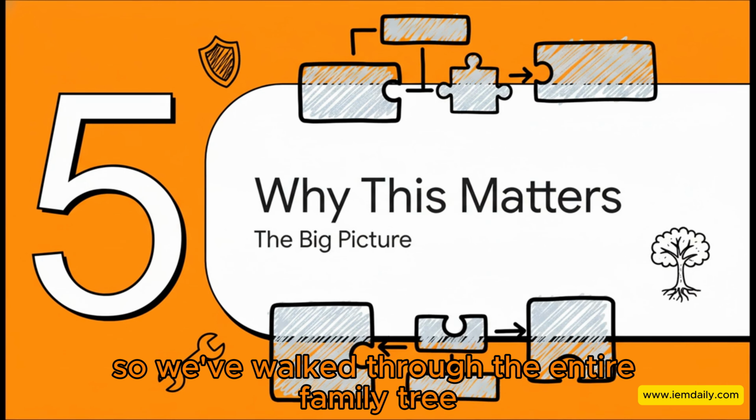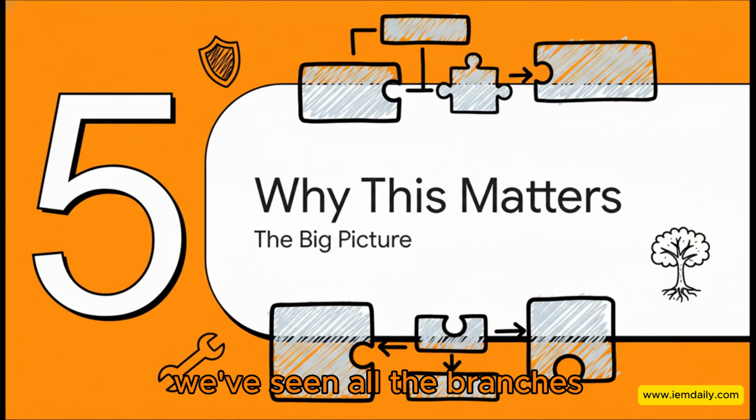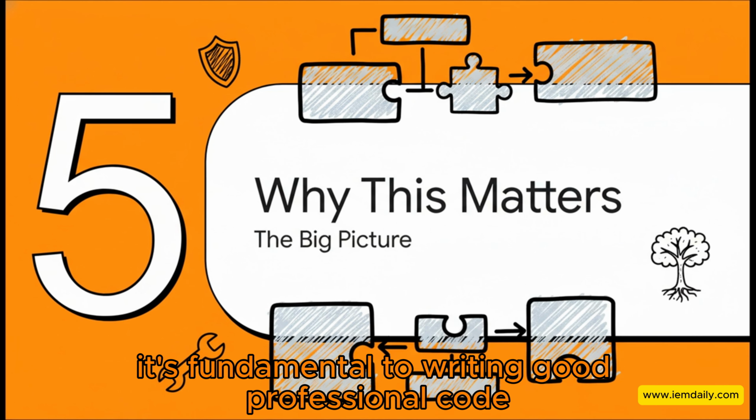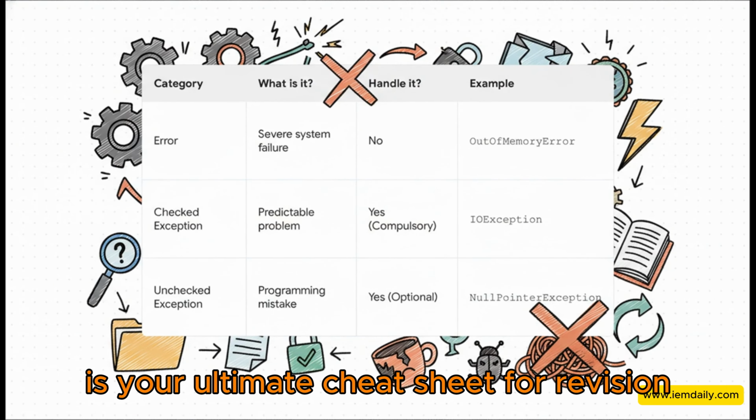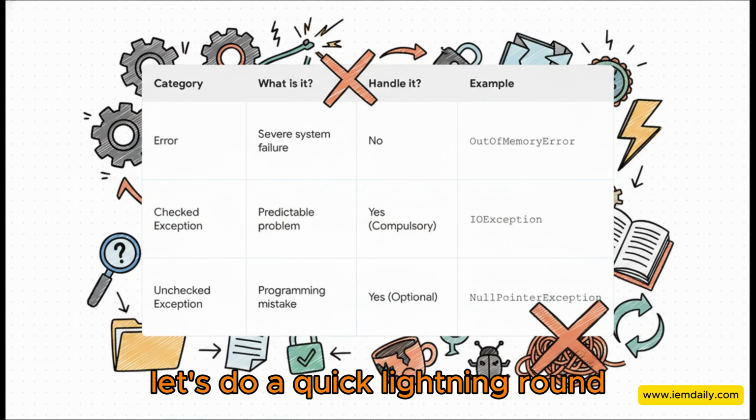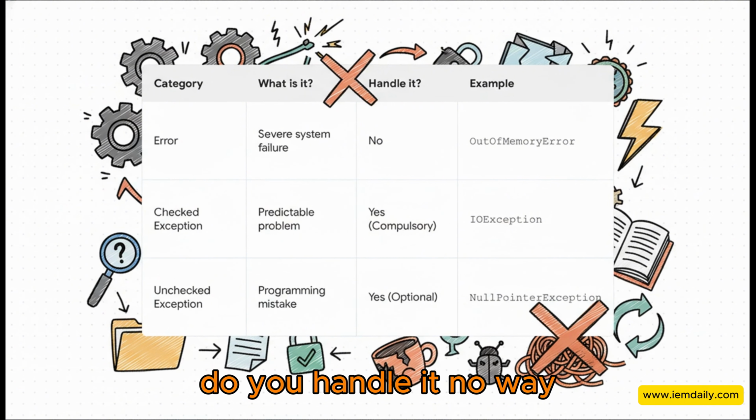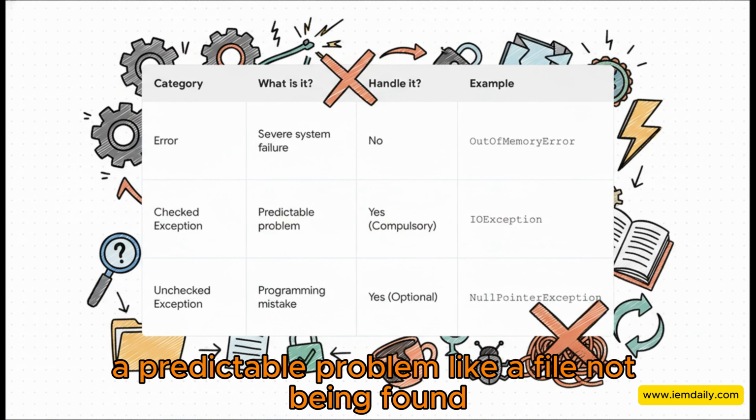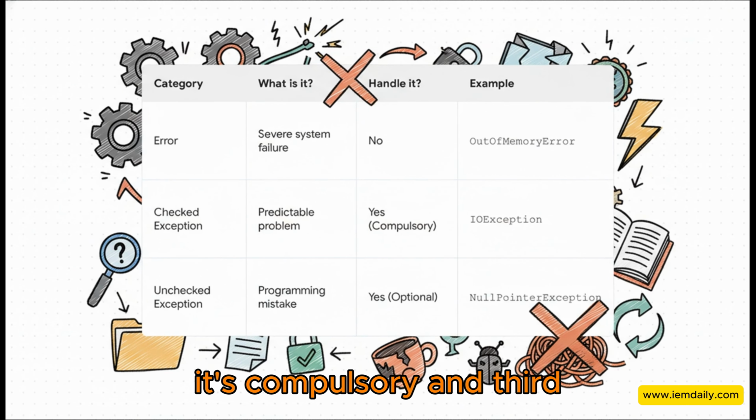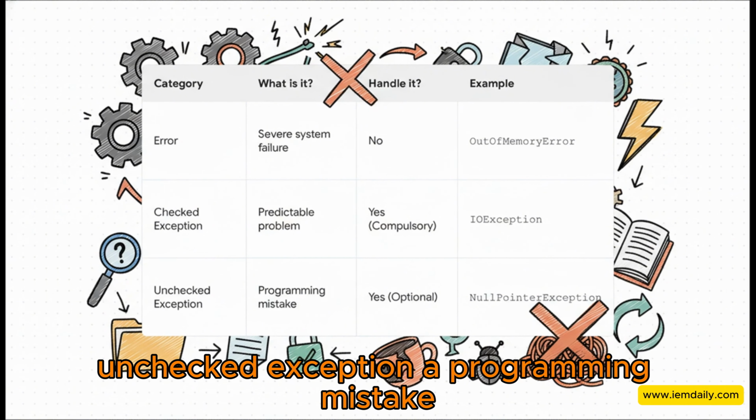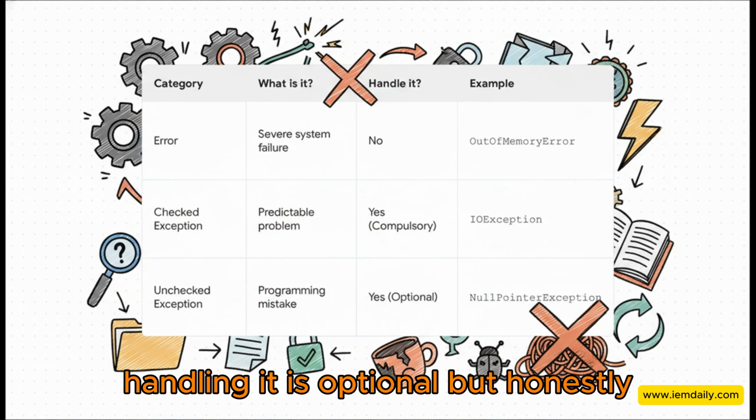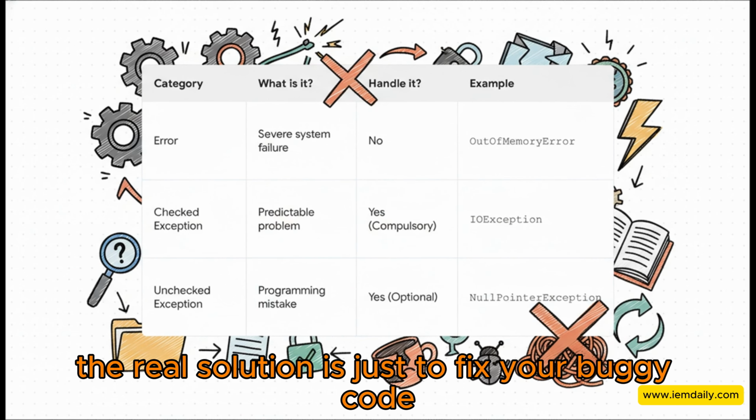So, we've walked through the entire family tree. We've seen all the branches. Now, let's tie it all together and really understand why this structure isn't just academic, it's fundamental to writing good, professional code. This table right here is your ultimate cheat sheet for revision. Let's do a quick lightning round. First, error. A severe system failure. Do you handle it? No way. Second, checked exception. A predictable problem like a file not being found. Do you handle it? Yes, it's compulsory. And third, unchecked exception. A programming mistake. Handling it is optional. But honestly, the real solution is just to fix your buggy code.